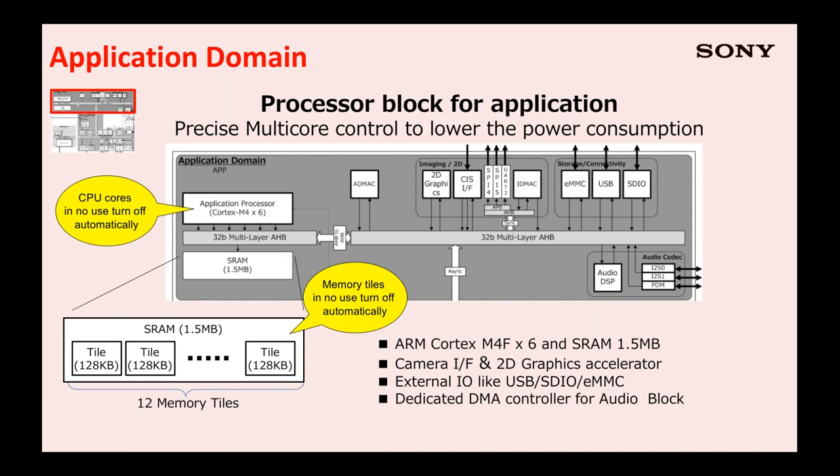So at this level, what you need to know is I am doing the application domain, my processor is here, but if I'm not using the processor, it's off. If I'm not using the memory dedicated to that processor, it's off. So this is all about this one.